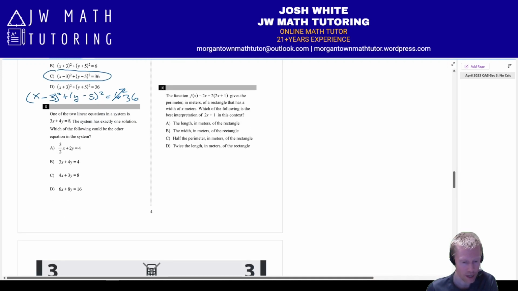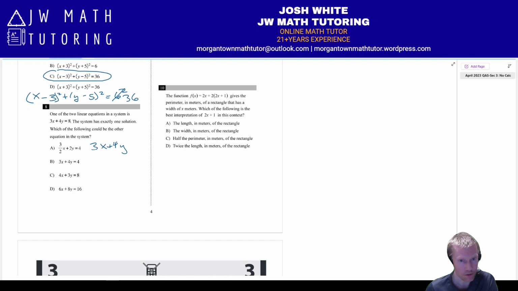Moving on to number 8 below it. Here we have one linear equation in two variables, x and y. And there's a second linear equation, of which the answer choices make up the second equation in this system. They want to know which of these answer choices is such that this system of linear equations only has one solution, meaning if you graph the lines out, they only intersect once.